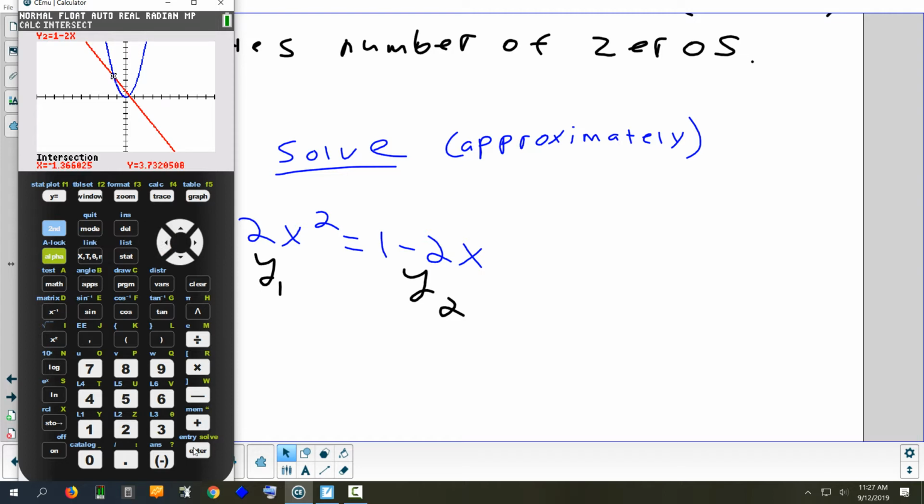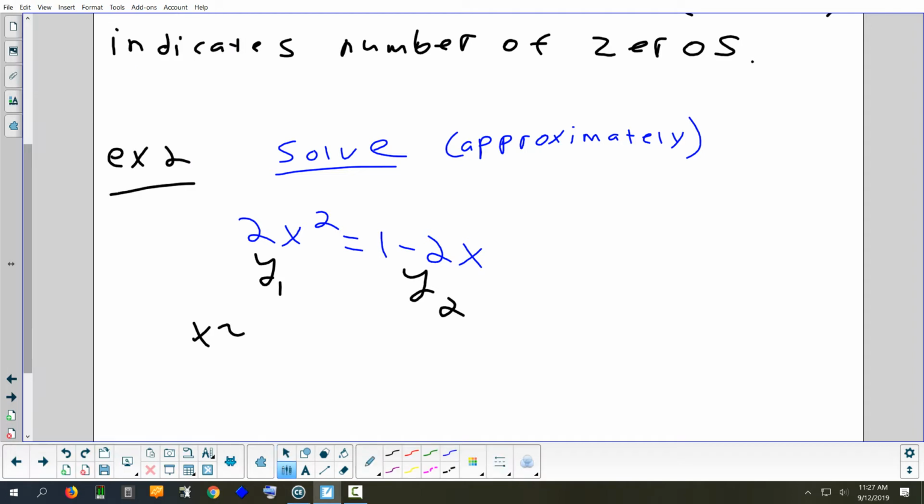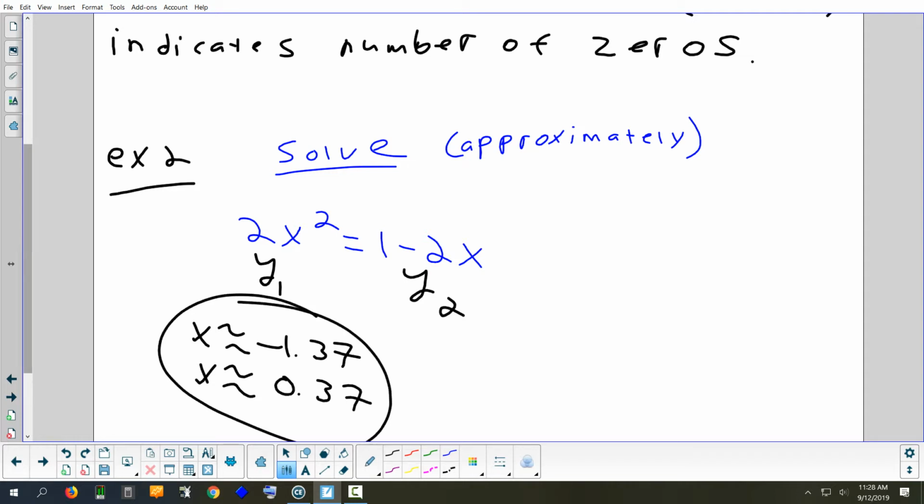So the one on the left is negative 1.37. And the one on the right is another value. Yes? 0.37. Okay, and since it's set approximate, decimals are fine. Questions on how you would do that with quadratic formula? What would be the first thing you would have to do if you were doing this with quadratic formula?